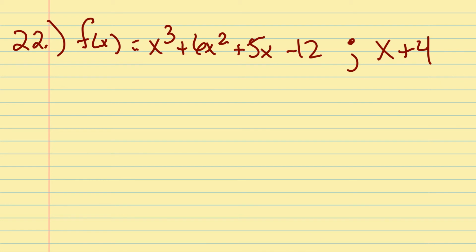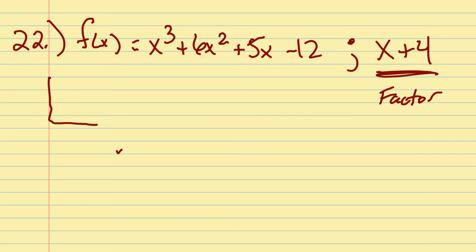All right, in 22 they say that you have a function. That's all that f of x means, is it just means it's a function with a variable x. And see how that's where we have x's. x cubed plus 6x squared plus 5x minus 12. They're telling you this is a factor. All right? So like a factor is something that multiplies to give you this. So we just need to find the rest of the things that give us this. So we're going to use synthetic division.